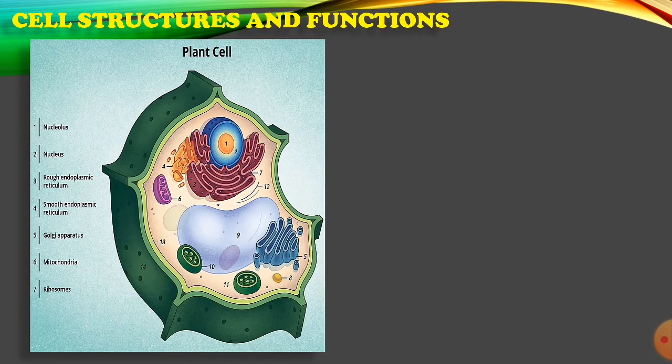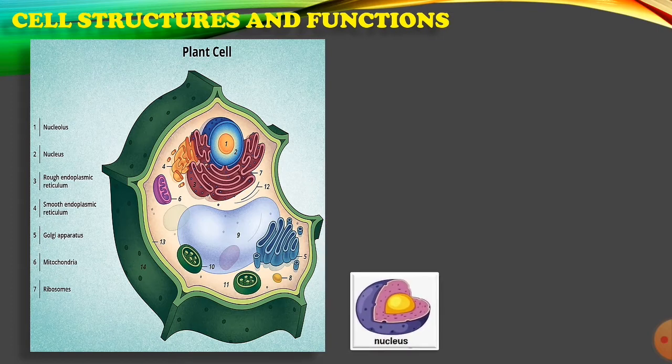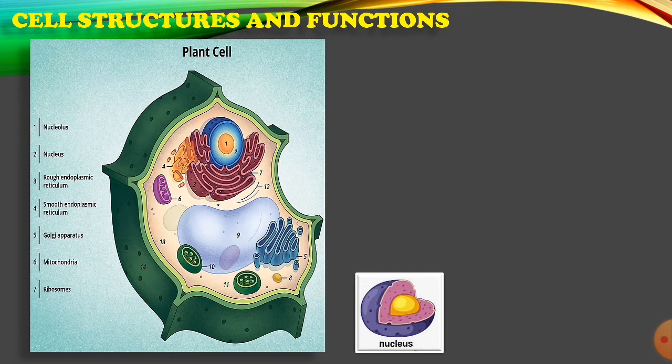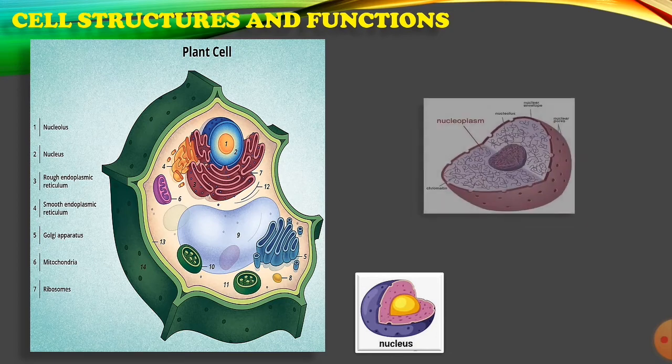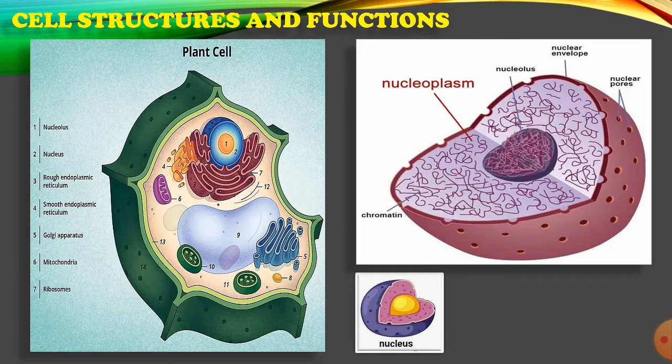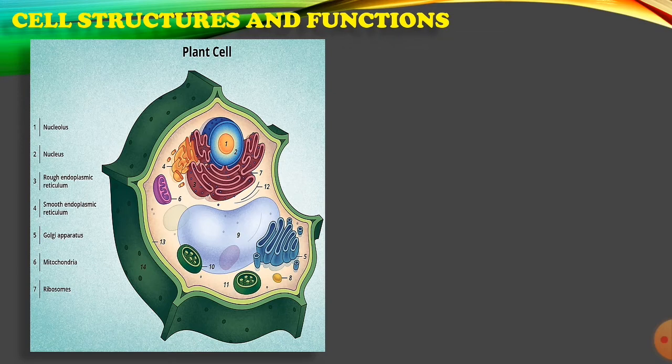Let us discuss the cell structures and functions of the plant cell under the eukaryotic cell. 1. Nucleoplasm. It is found within the nucleus. The nucleoplasm is a type of protoplasm composed of thick fluid and contains chromatin fibers made up of DNA, usually found in the nucleus of eukaryotic cells. And the nucleolus is a condensed region of chromatin where ribosome synthesis occurs. 2. Nucleus. It contains the cell's DNA and directs the synthesis of ribosomes and proteins.